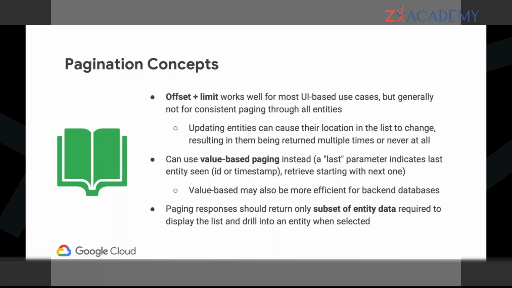Now in pagination, most of the time we use two parameters. One is called offset and the second is called limit. Offset is the starting index. For example, if you are getting records 21 to 30, offset will be 21 and limit will be 10, meaning 10 records starting from 21. So limit is the number of records coming, and offset is the starting index of the record.